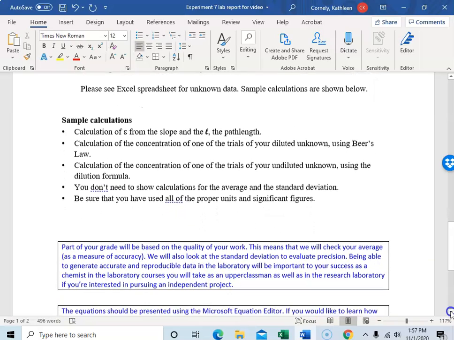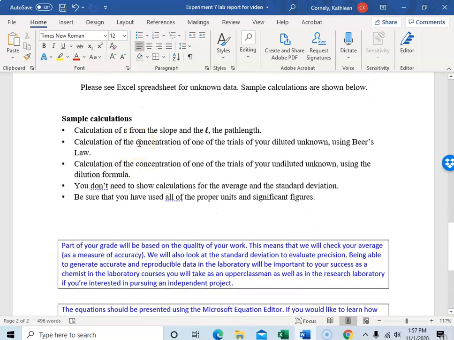For your sample calculations, we want you to show a calculation of how you determine the value of the molar absorptivity, epsilon, from the slope and L, the path length. And we want to see a concentration calculation for one of the trials of your diluted unknown using Beer's law. Again, you just need to show one trial. You don't need to show all 3. And you should show a calculation of the concentration of one of the trials of your undiluted unknown using the dilution formula M1V1 equals M2V2. Again, just show one. You don't need to show all 3. And that's it. You don't need to show the calculation for the average and the standard deviation.